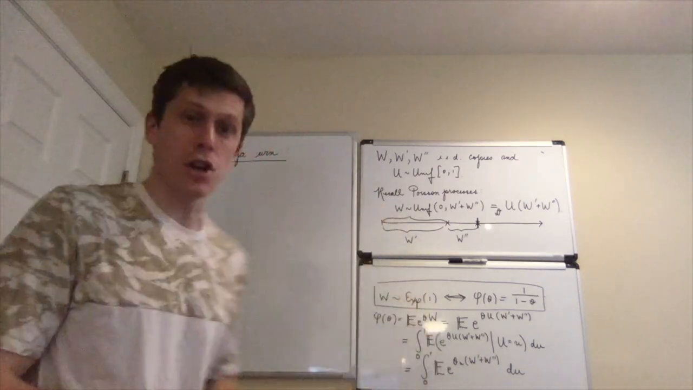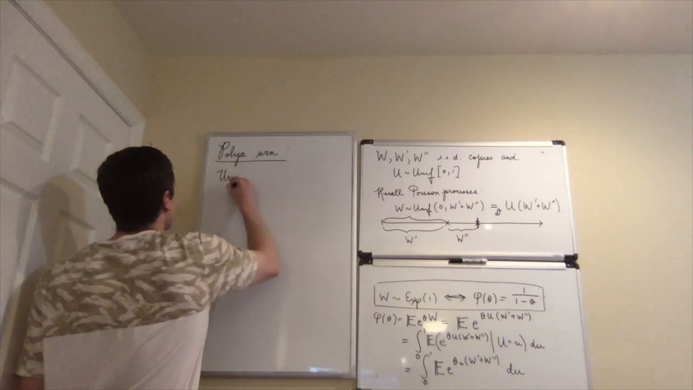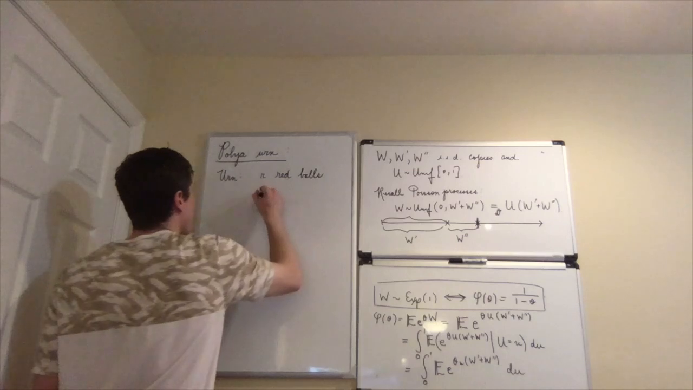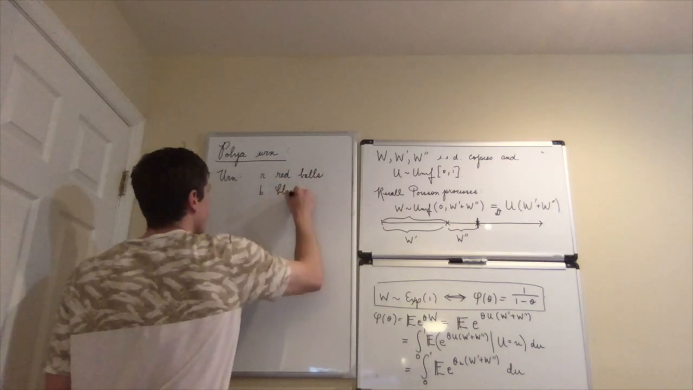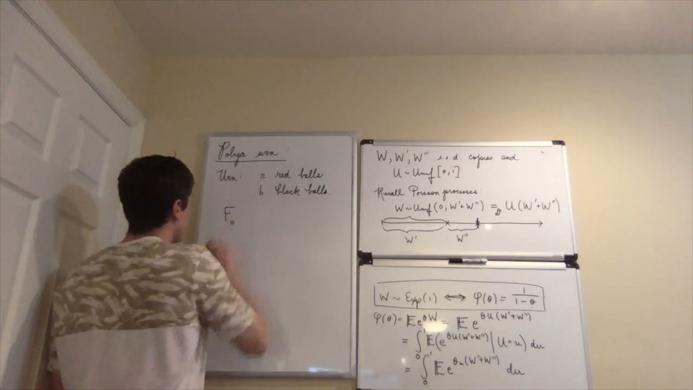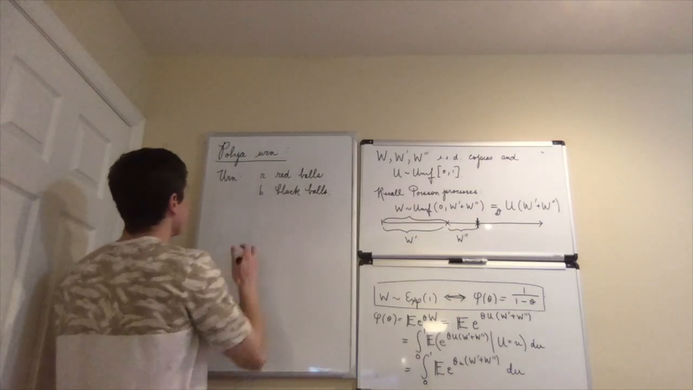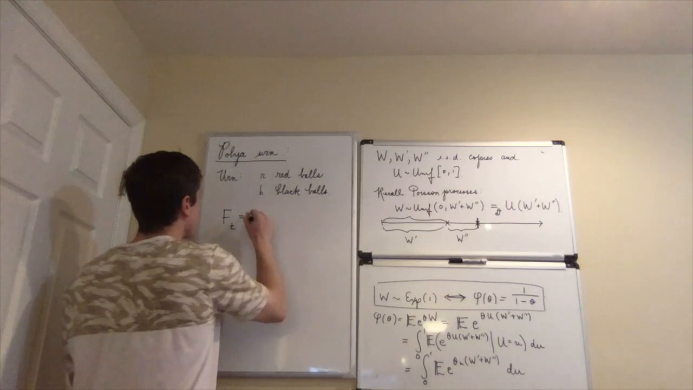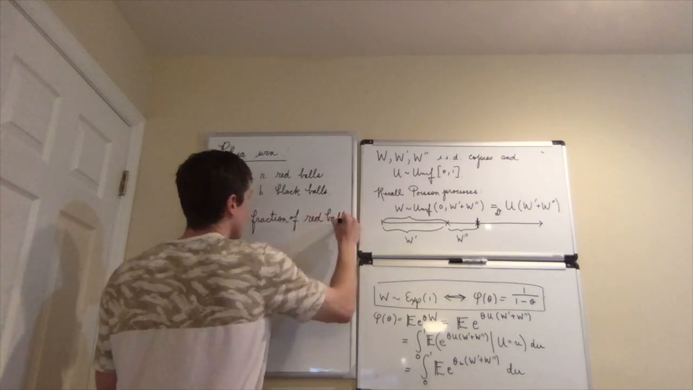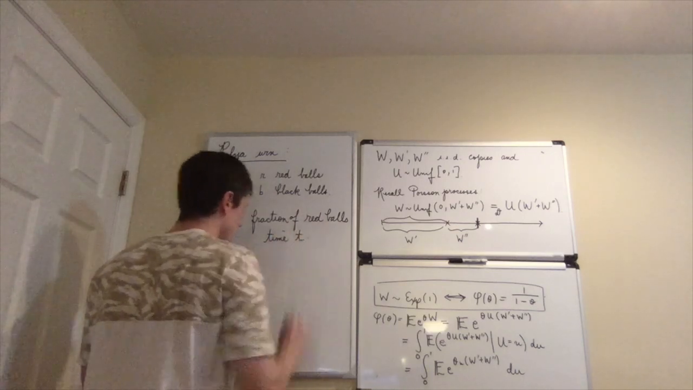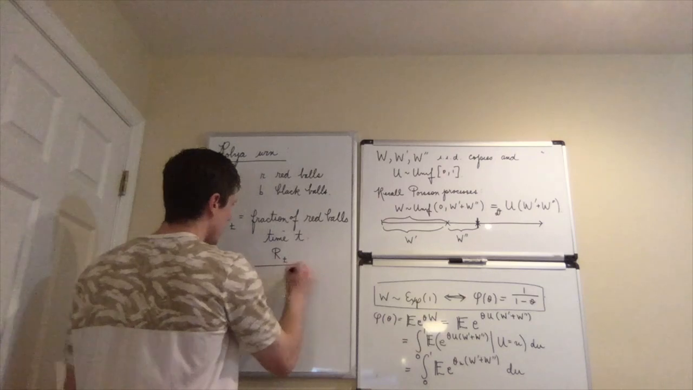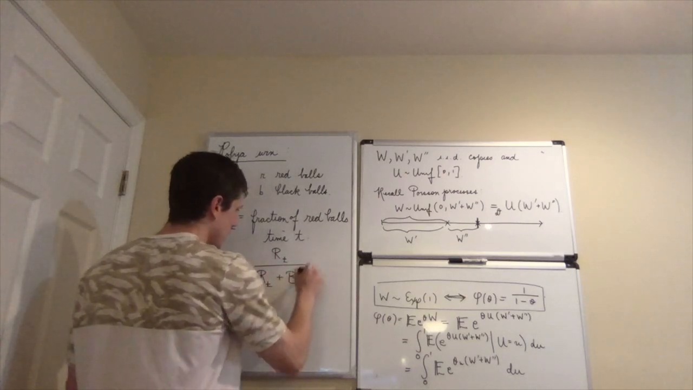So a Polya urn is, you imagine having an urn. It starts with little r red balls and little b black balls. We're going to define f of t to be the fraction of, let's say, red balls at time t, which is equal to the number of red balls at time t divided by the total number of balls in the urn at that time.